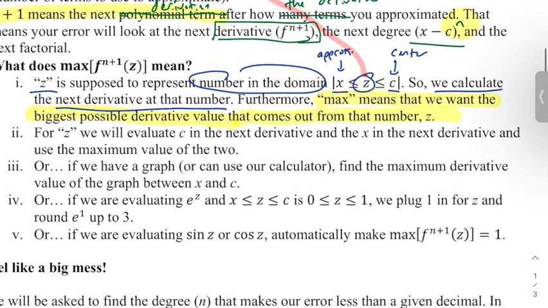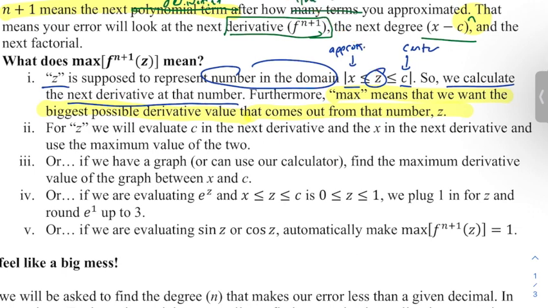And so let's look at some practical ideas here, starting with number 2. For z, we will evaluate c in the next derivative and x in the next derivative and use the maximum value of the two. That's 99% of the time. That's the easiest, clearest, and going to give you the winner. So you plug in your x, the number you're approximating at, into the next derivative. You plug in your c, the number you're centering at. And a lot of times, the biggest next derivative on the range between x and c will be the answer from one of those two at that derivative. Not every time.